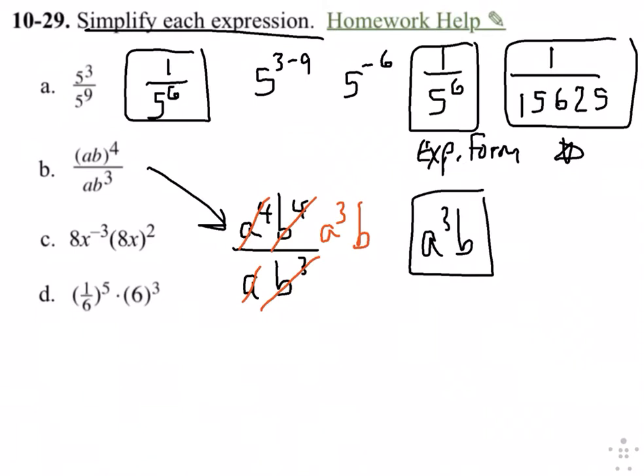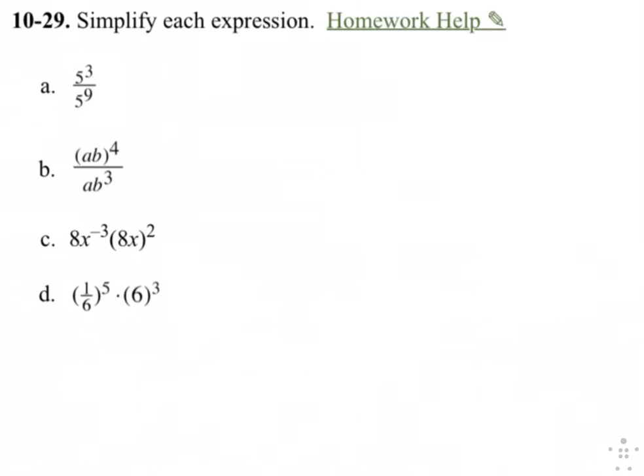Okay, for c, let me make room. For c, all right, we'll do it up here. We have 8x to the negative third. That's 8 over x to the positive third. The important thing is the 8 is not being raised to the negative third power, right? Only the x is being raised. So the x goes into the denominator, becomes positive 3. And this is times 8x squared. That's 8 squared, right? 8 squared, x squared.